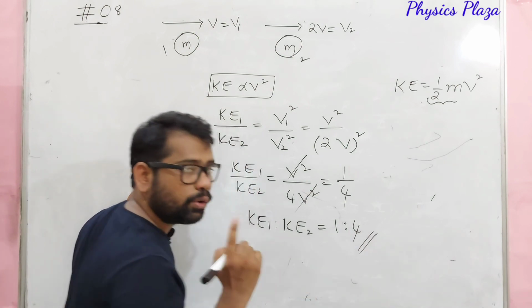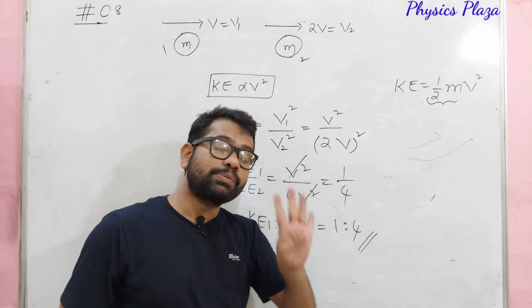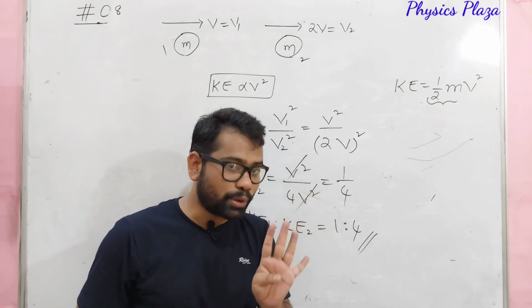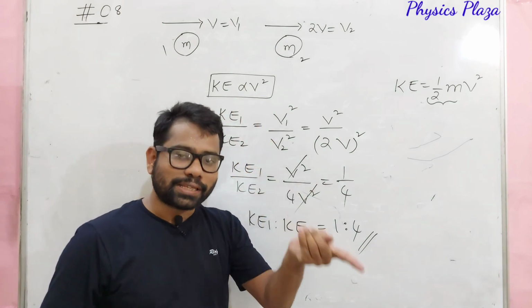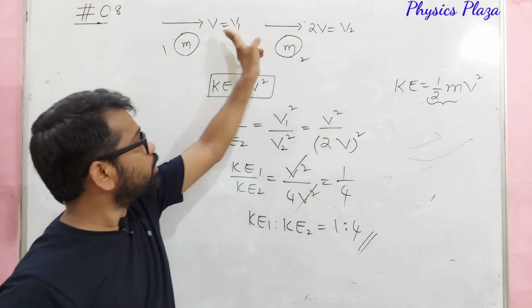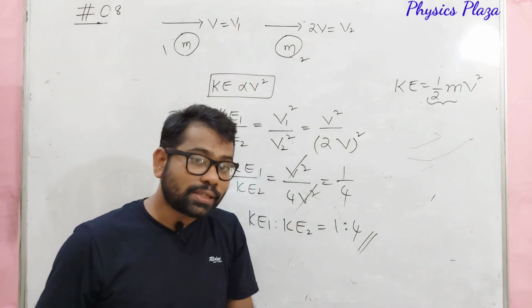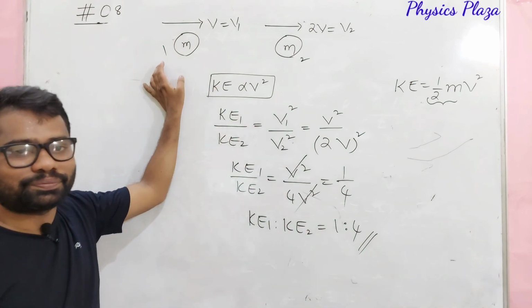So children, what you can notice here is, when velocity is doubled, the kinetic energy is increased by 4 times. Right? It's very important, children. Why? Because kinetic energy is proportional to the square of the velocity. As the second body is moving with double the velocity of the first body, it possesses kinetic energy 4 times greater than that of the first one.